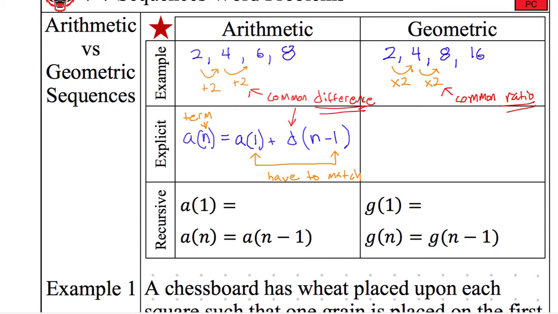All right. The explicit formula for geometric. This is review from 2 days ago, from Monday.